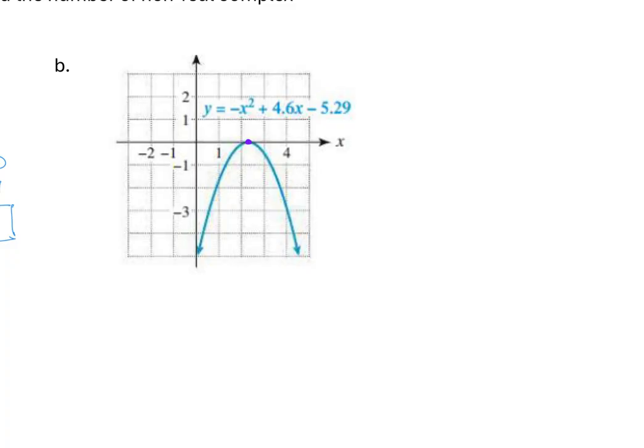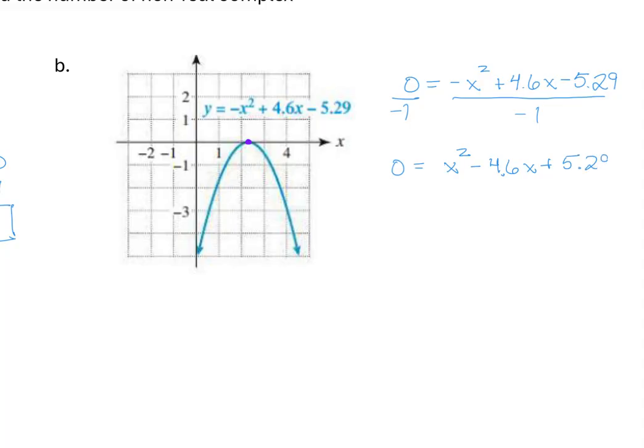In order to solve this, the first thing that I want to do to make it a little bit easier so it doesn't give me too much of a headache, is I'm going to start by dividing everything by -1 so that my leading coefficient is positive. You don't have to do this, but it makes it easier for me. And so we want to change all the signs. So I'm going to go x squared minus 4.6x plus 5.29.